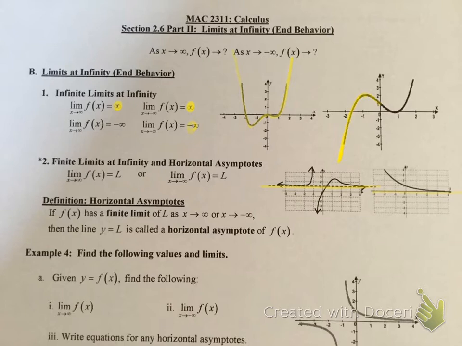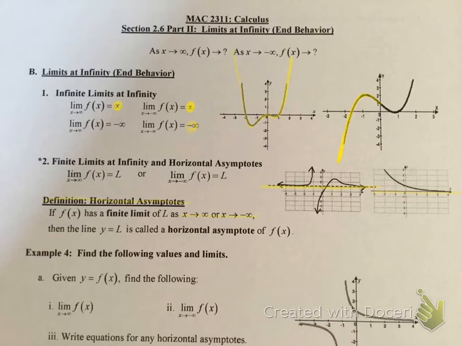So there's an actual definition for horizontal asymptotes. If f of x has a finite limit of L as x approaches infinity or x approaches negative infinity, then the line y equals L is called the horizontal asymptote. So this is another way to find out what the horizontal asymptote is. Once again, if you have x approaching infinity and it's a value like 3 or 4 or whatever, then that would be a horizontal asymptote. And as x approaches negative infinity, if that's a value as well, then you have a horizontal asymptote. So this is another definition besides looking at the numerator and the denominator.